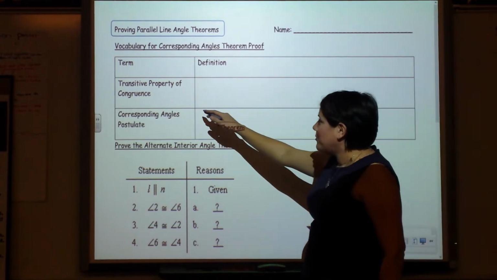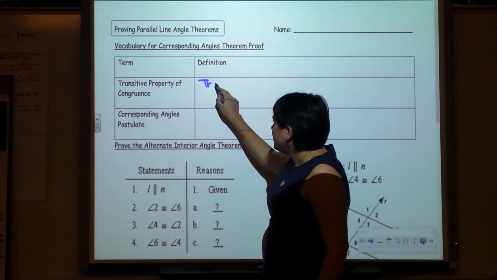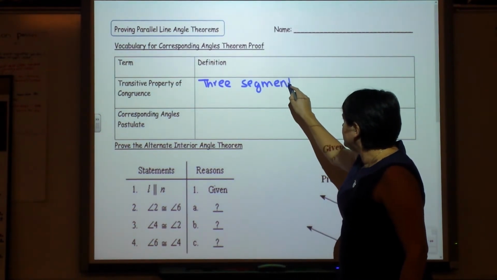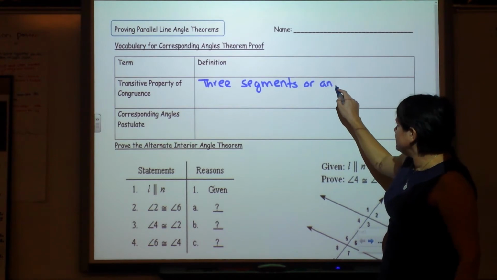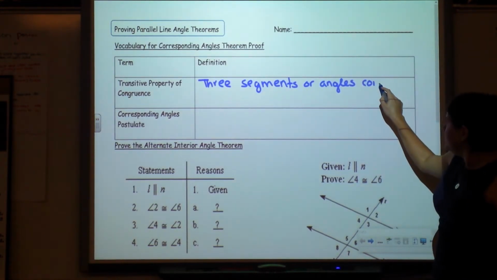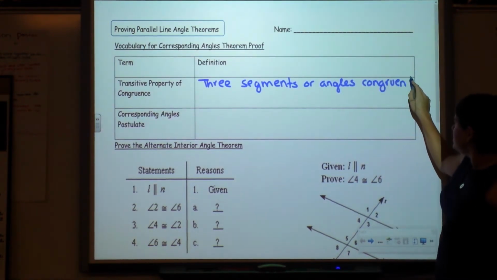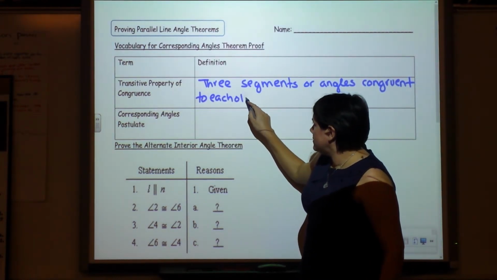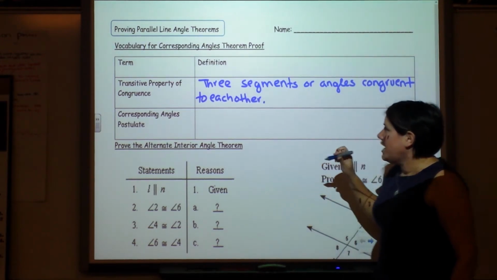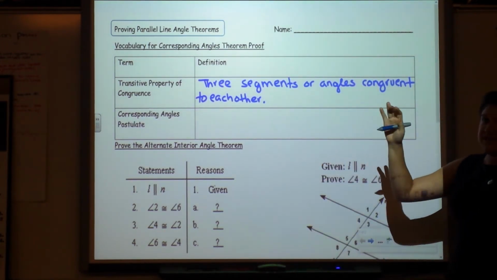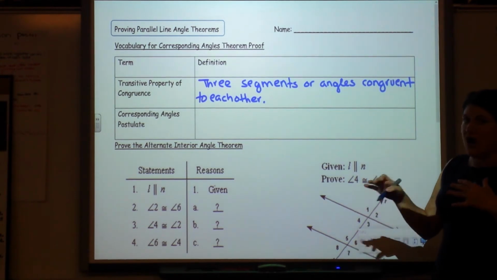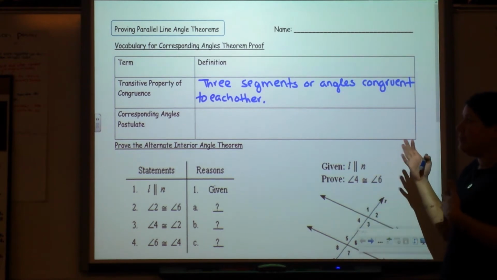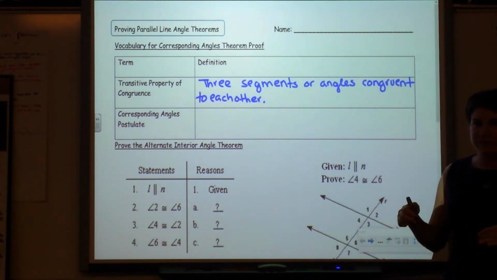So for the transitive property of congruence, you pretty much have three segments or angles congruent to each other. So again, you have three sets of segments or three sets of angles, and all three of those angles or segments end up being congruent to each other. And the only way to do this is to have three separate statements.